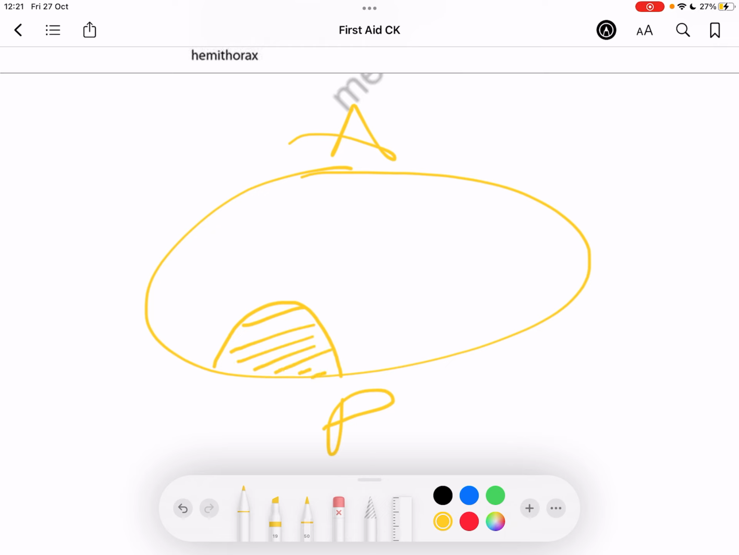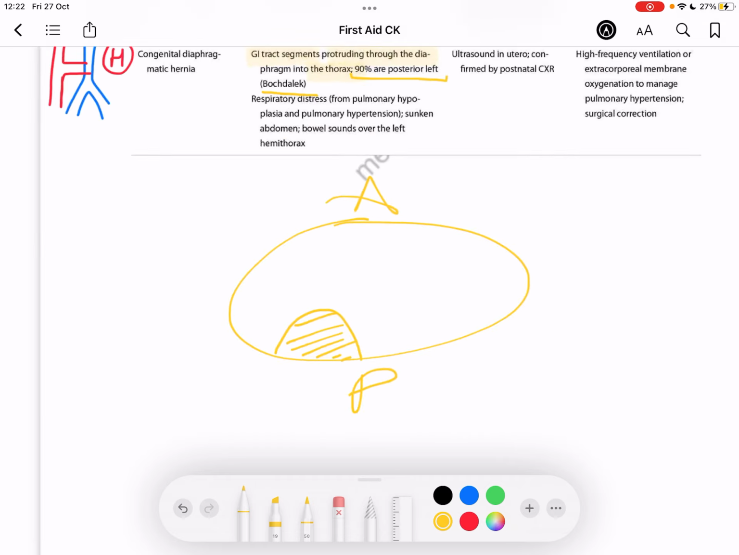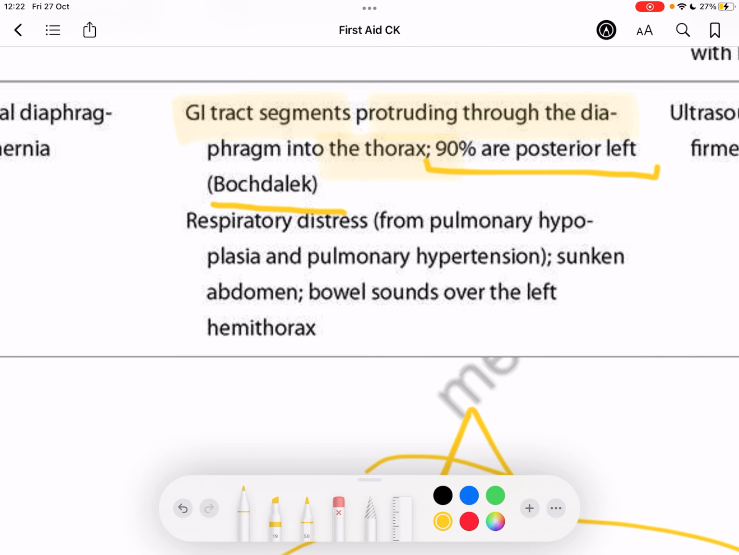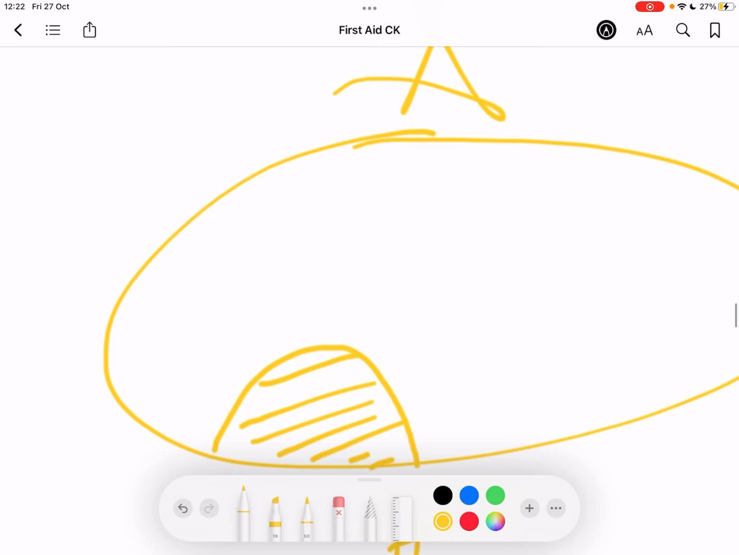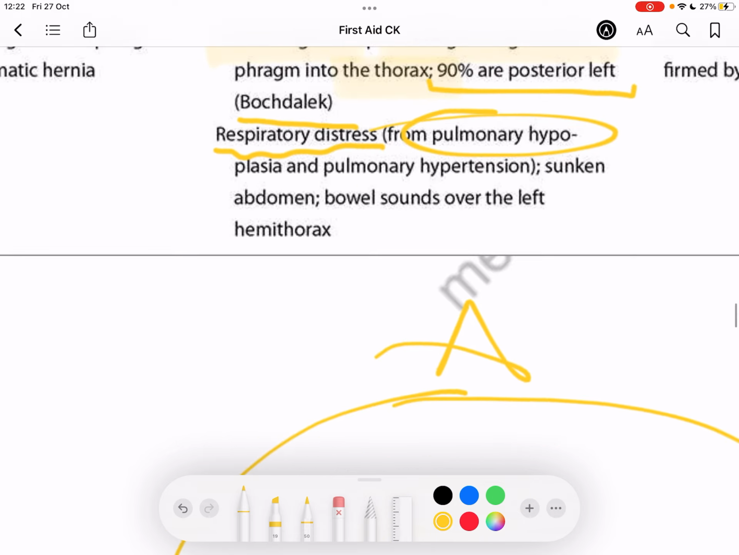Okay, and what does that mean? That means we're going to have parts of the colon, parts of the intestines, potentially even abdominal visceral organs like the liver, herniating into the thorax and causing problems during fetal development. The main problem we get is respiratory distress, and this is due to pulmonary hypoplasia. When the fetus is developing, if we have herniation of gastric content into the thorax, this is going to compress the airspace, and it means that we don't have full maturation and proliferation and development of the airway. So we get pulmonary hypoplasia and pulmonary hypertension.